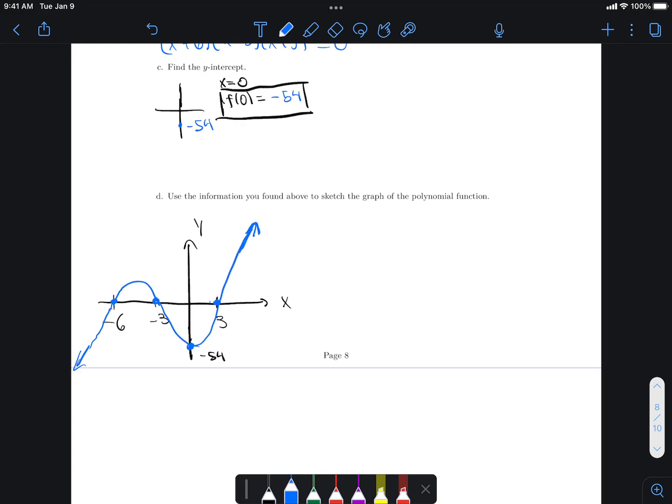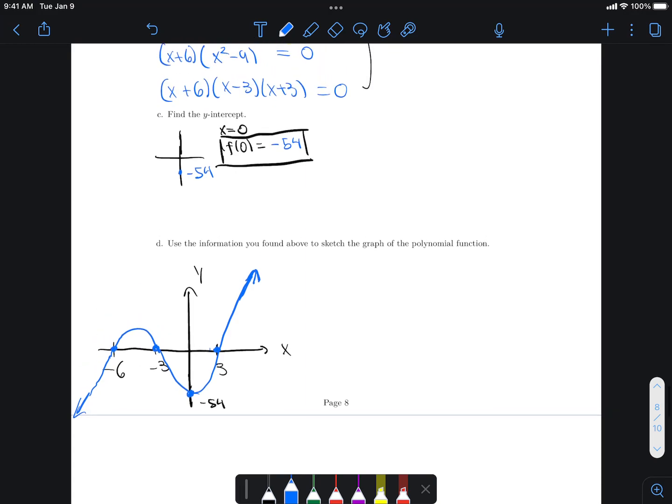So that is pretty much what my graph looks like. I could get more information if I wanted to, but that's fine. That is enough to get a rough idea.